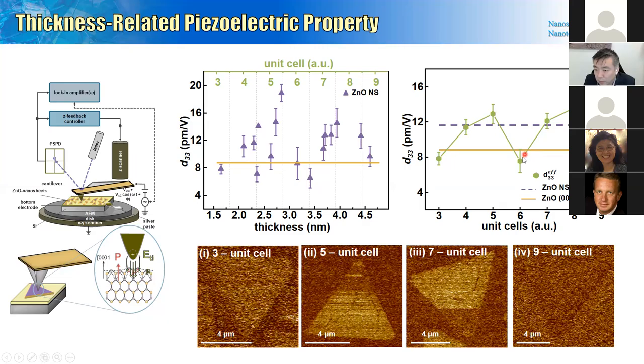So for the 3 unit cells, 6 unit cells and 9 unit cells, they're sitting at the bulk value level. And we found that for 4 unit cells, 5 unit cells and 7 unit cells, the ones that are not in the 3 unit cell sequence, they have values about 30-40% higher than the bulk value. That's very interesting, and we don't know why there is this relationship. We have been looking for someone who may come with DFT or other computation to help us explain this phenomenon. But we find this tri-layer relationship of the D33 value quite intriguing for this ultra-small nanosheet material.